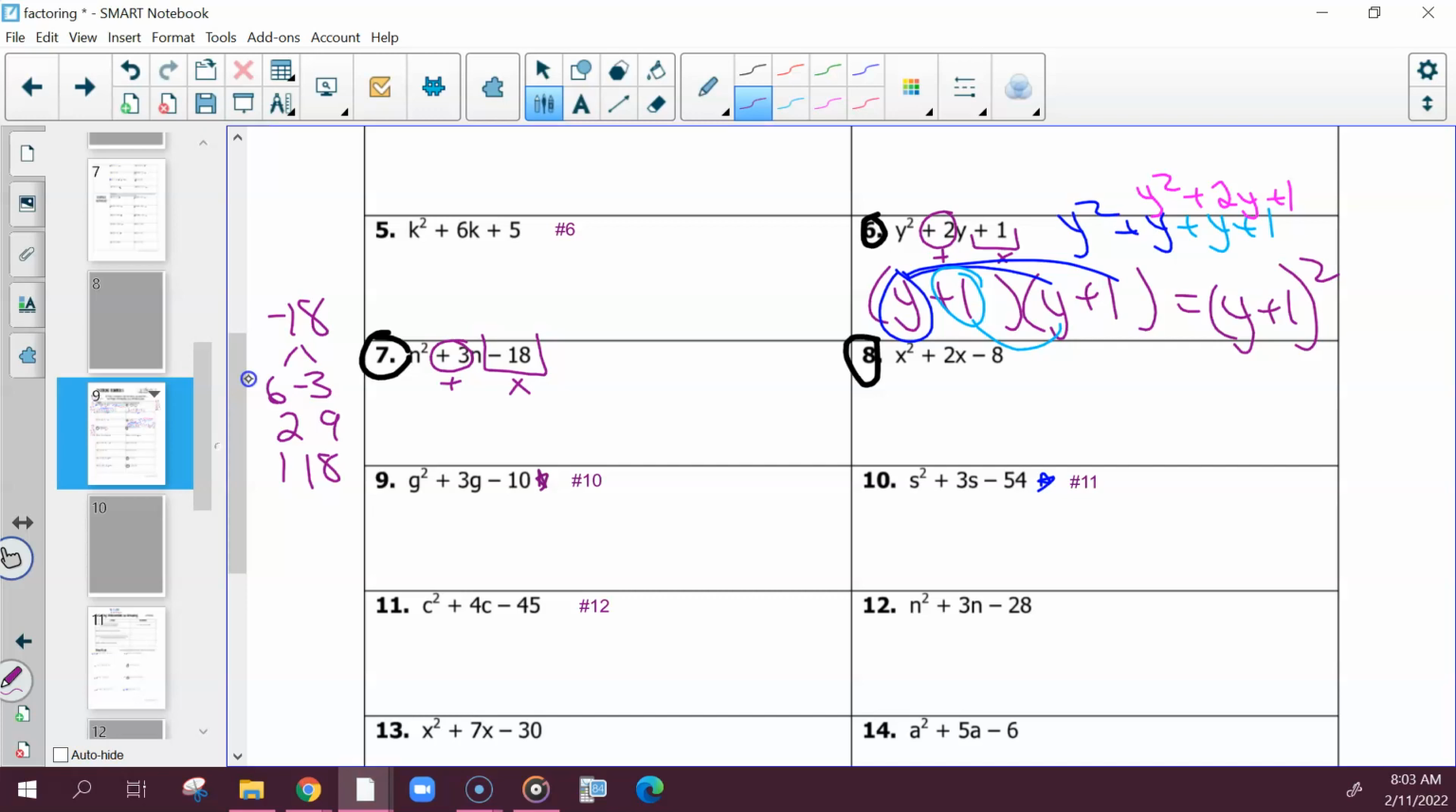-2 plus 9 is not positive 3. -9 plus 2 is not 3. -1 plus 18 is not 3. And -18 plus 1 is not 3. So basically, we eliminated those because we went with our first choice anyway. So make sure that you keep your negative and positive. Don't switch them, is what I'm trying to say. My brain, the words were not there.